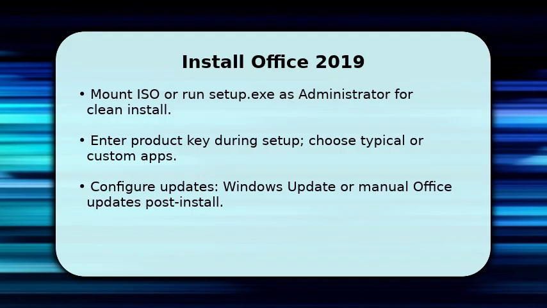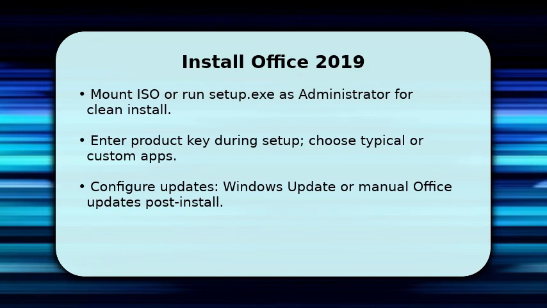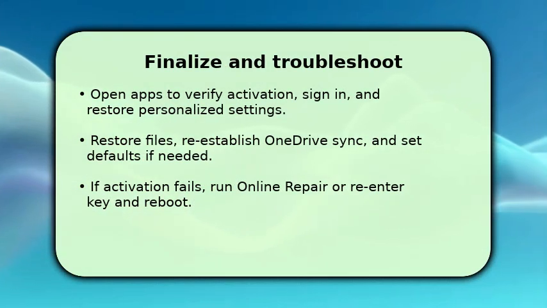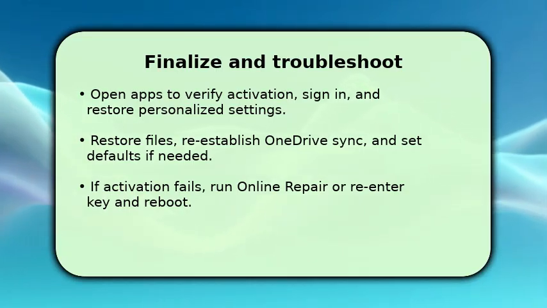Use Windows Update integration or manually check Office updates. Finally, sign into your Office account to link license and sync settings if applicable. You finish by launching Word, Excel, and Outlook to verify activation and sign into your Microsoft account so settings and templates resync.